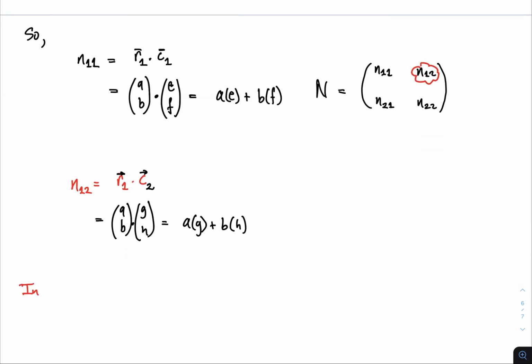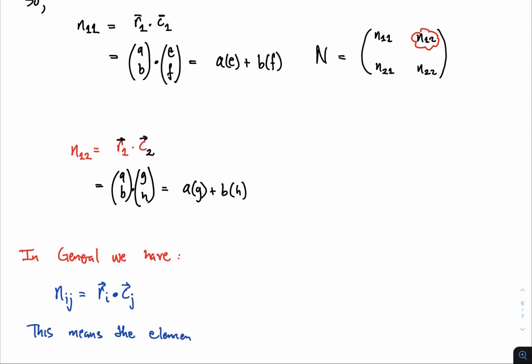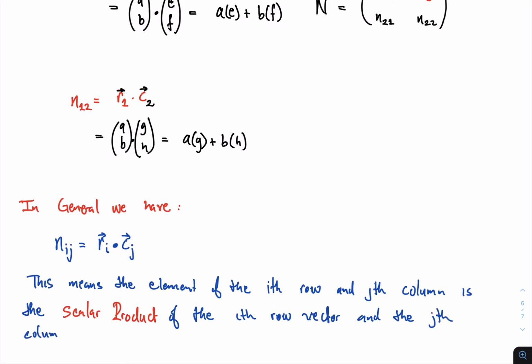In general, if you want to find the element in the ith row and jth column, we multiply the ith row times the jth column. Sounds a bit funny, but that's actually what it is. This means the element in the ith row and jth column is the scalar product of the ith row vector from the first matrix and the jth column vector from the second matrix. Sounds like a mouthful, but we'll go into some specific examples.